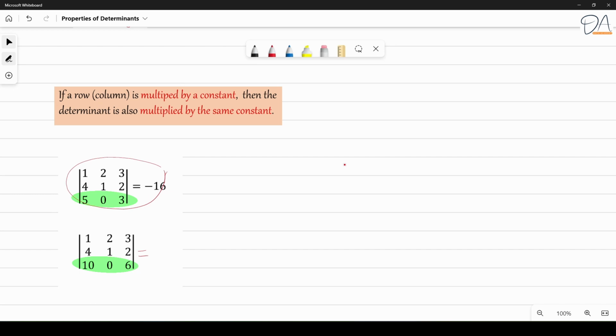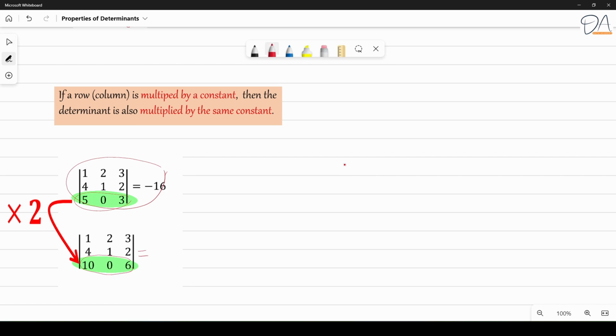What we notice is that in the third row, the values here are twice the values here. So if we take the first determinant and multiply the third row by 2, according to this property, to get the value of this new determinant we also need to multiply the determinant by the same constant.